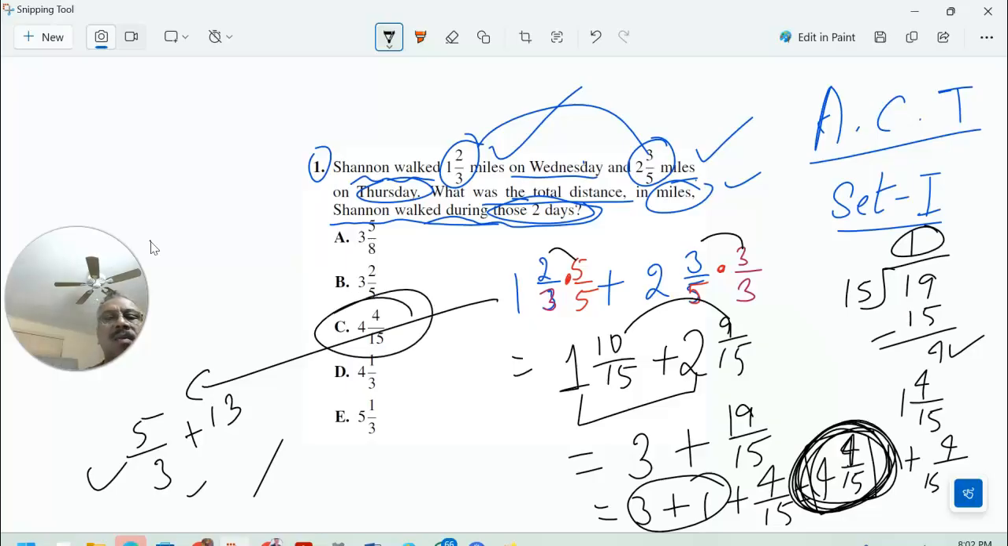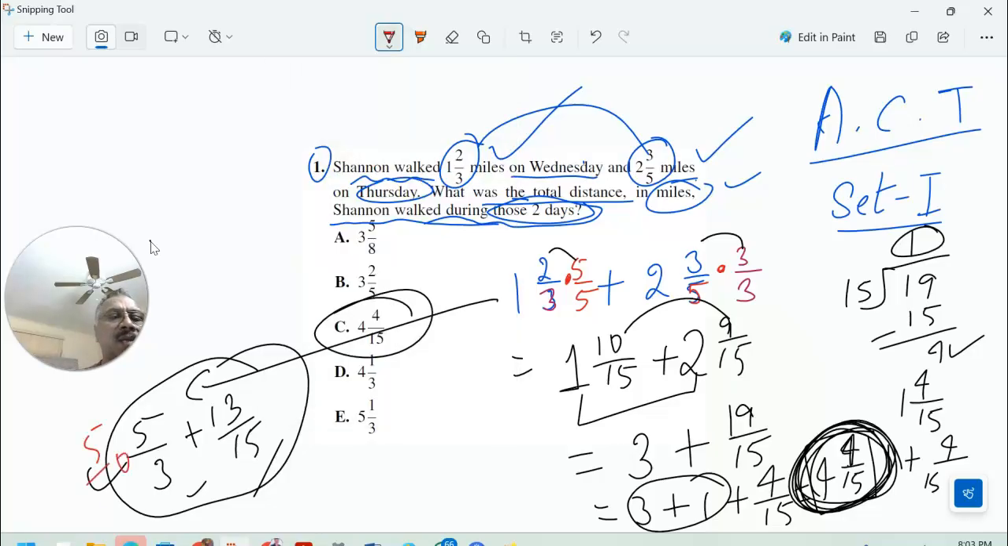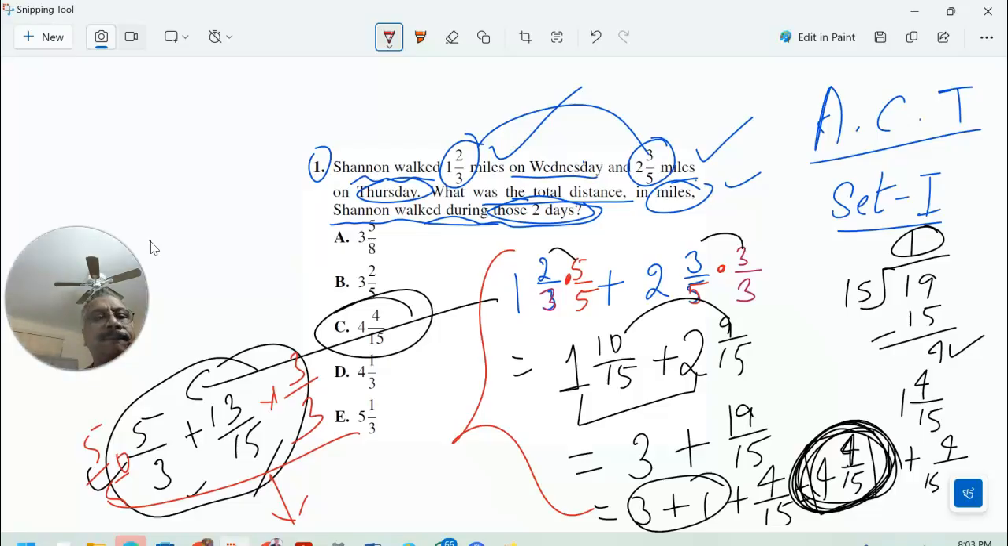Okay, you could have done this way also, 13/15, and then you multiply again by 5 here. This also is correct. Multiply by 3, and you could do that way also. But I felt this was better. Okay, let's check the second question.